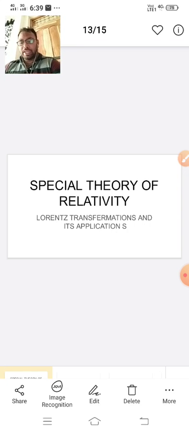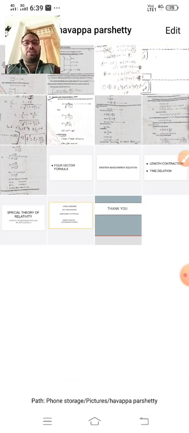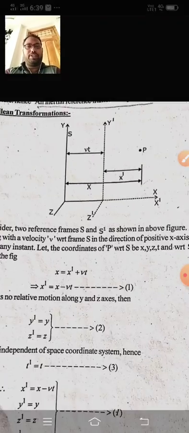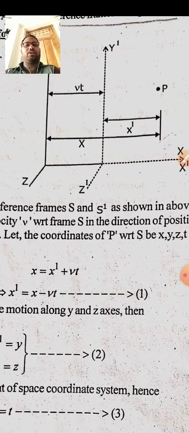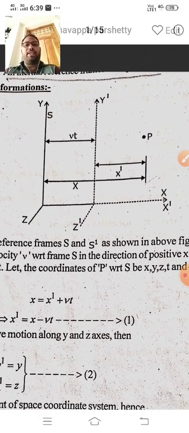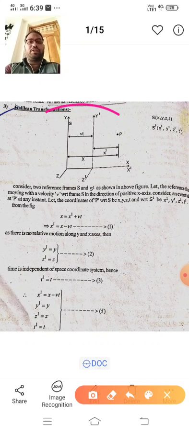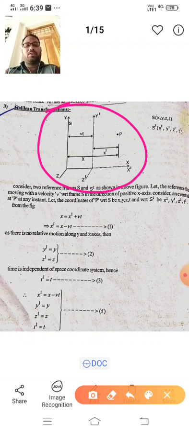First, Galileo explained the Galileo transformations. Here, the Galileo transformations are like this. First, let us take two inertial frames. The first one is S and the second one is S dash. These are the inertial frames. Consider two reference frames S and S dash, as shown in the figure. S dash is moving in the x direction with respect to S.